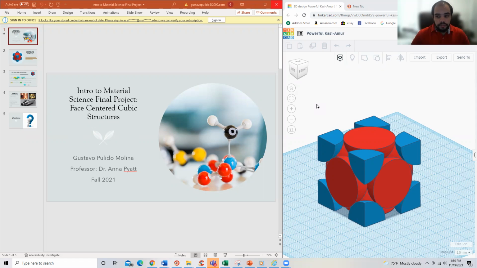My name is Gustavo Pulido Molina, and the concept that I will be focusing on out of the class was the face-centered cubic structures, a material that we cover in chapter 3. And the bulk of the presentation will be focused also on how to calculate the atomic packing factor for this crystal structure.